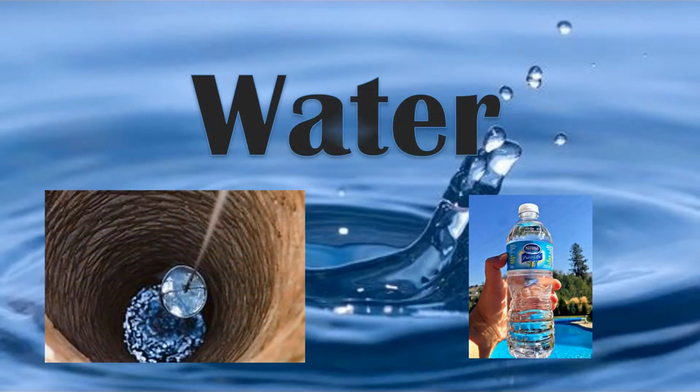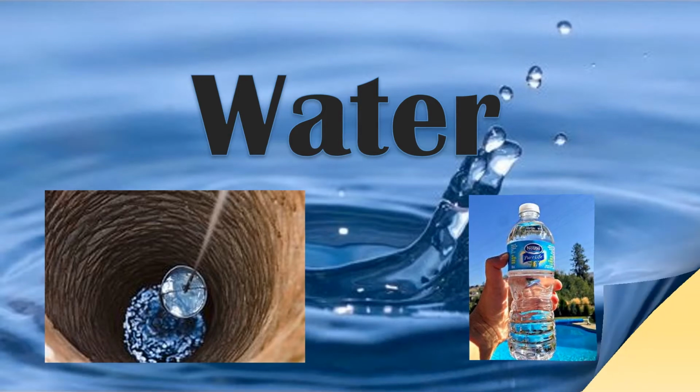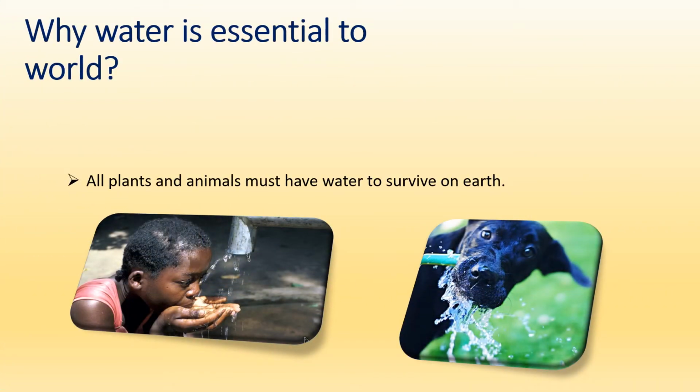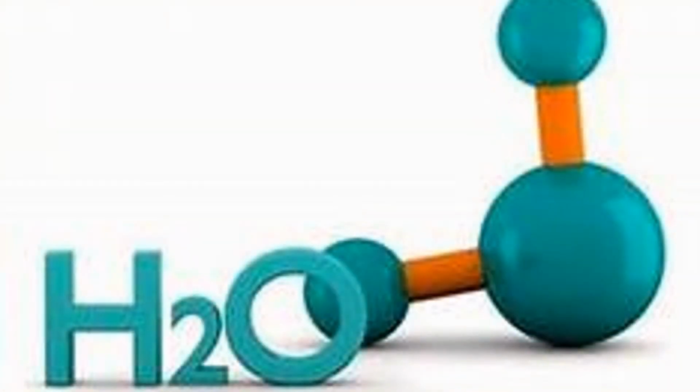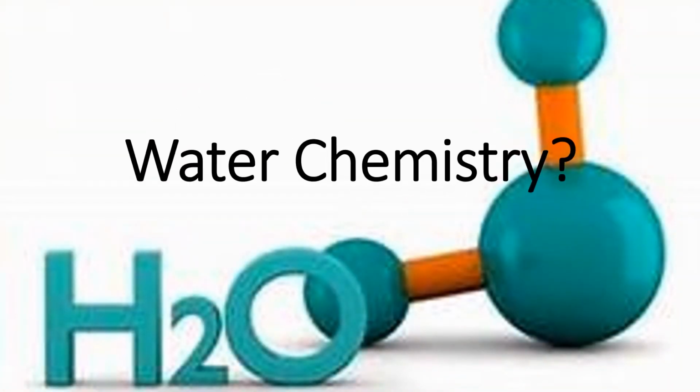Today we are going to talk about water. Why is water essential to our world? Because all plants and animals must have water to survive on Earth. So let's talk about water chemistry.